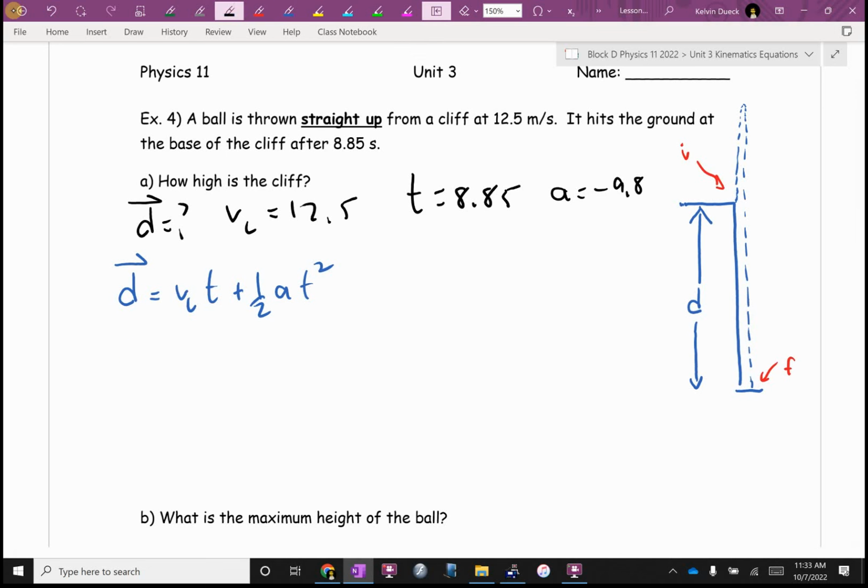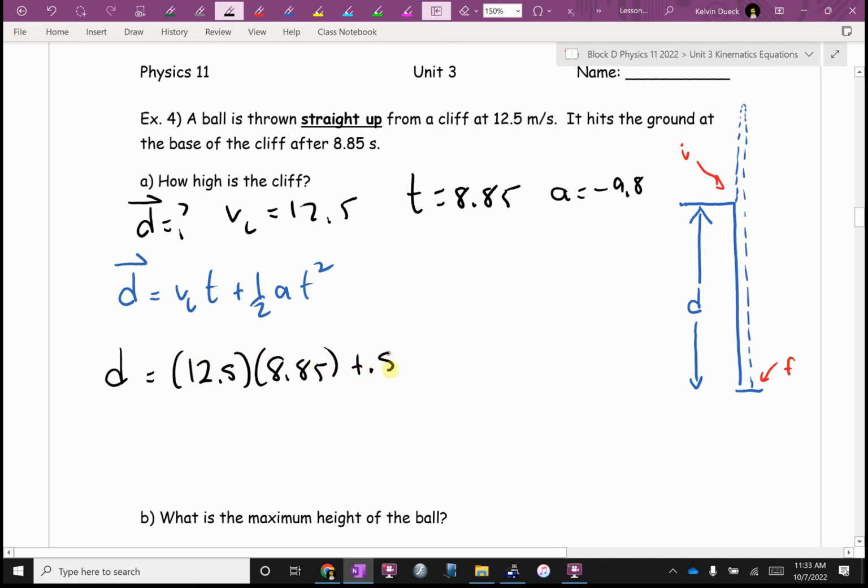So it's going to be D equals 12.5 times 8.85 plus 0.5 times negative 9.8 times 8.85. Don't forget the squared. And again, if you have a good calculator, and hopefully by now all of you do, you should be able to type that in one fell swoop.